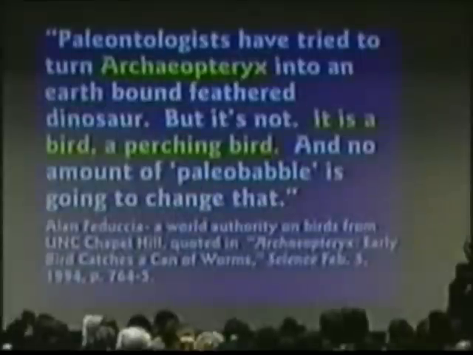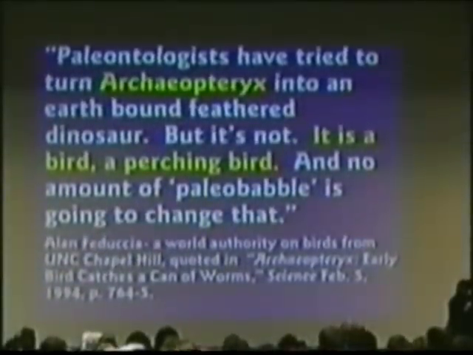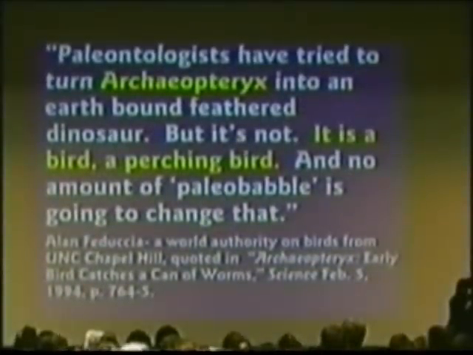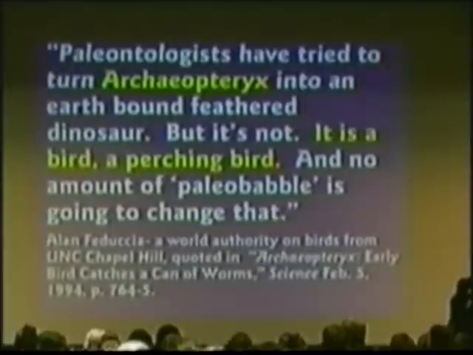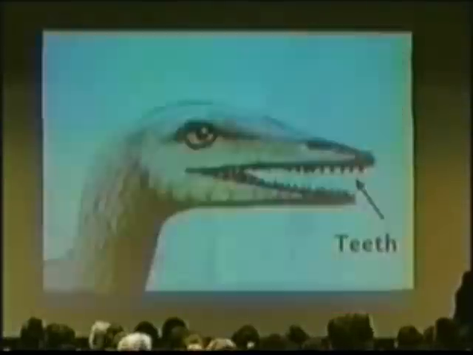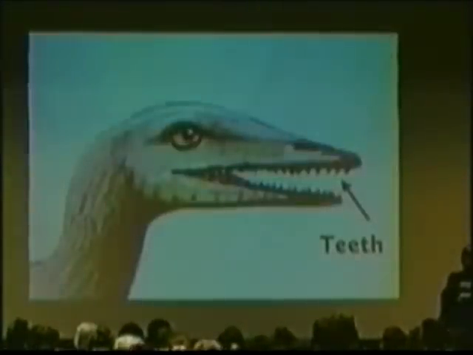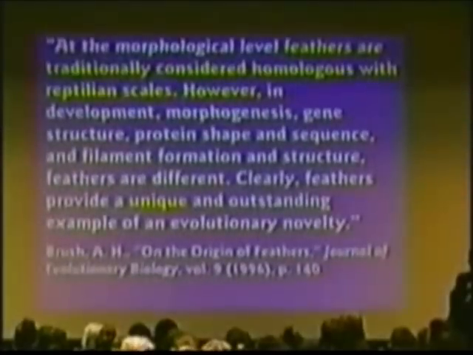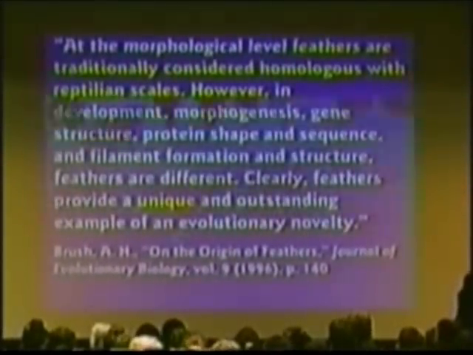There are millions of differences. Alan Fiducia is probably one of the world's experts on birds. He believes in evolution strongly, UNC Chapel Hill. He said paleontologists tried to turn Archaeopteryx into an earthbound feathered dinosaur, but it's not. It's a bird. It's a perching bird. Archaeopteryx had claws on its wings, and they say that's a missing link. We don't have time to cover all this today, but there's an awful lot of evidence. I think I have stuff on the one you mentioned too. I have most of the things in here.